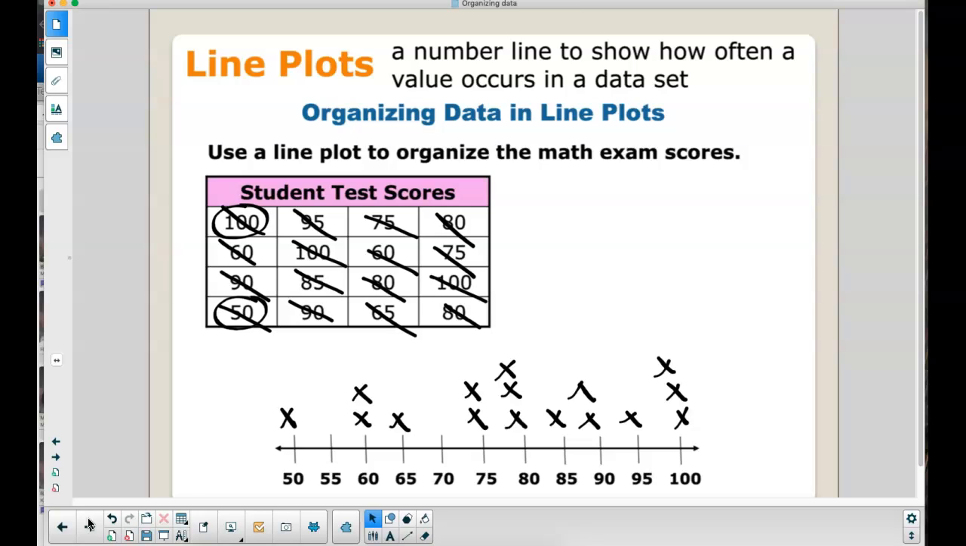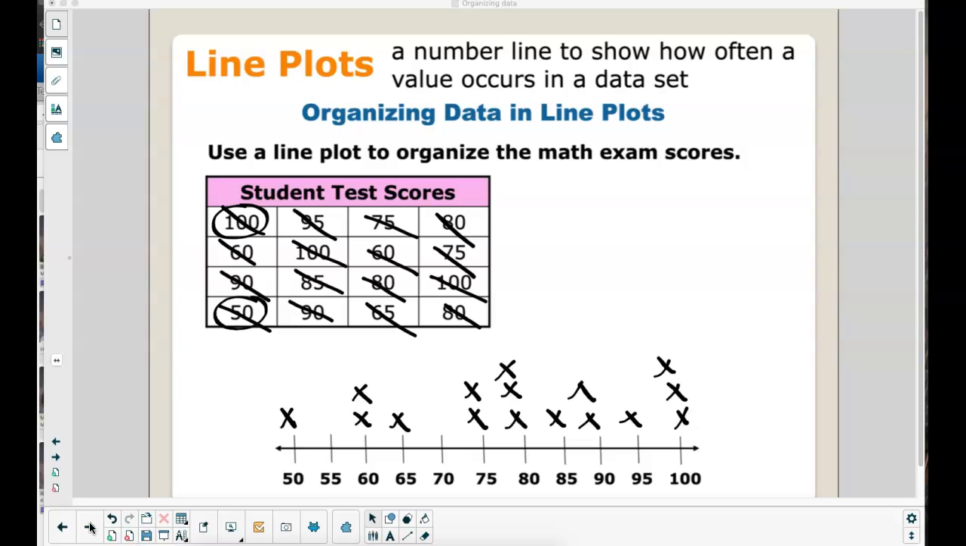I can also tell, do you think people did pretty well on this test? I think so. Overall, the majority of people got 75 or better. And yes, there was a couple low scores. But most people passed. Only one person failed. Okay, so we can tell the trend of the data and how people did. Can you tell what score was gotten the most? Are you looking at that? What score did people get the most? 80 and 100. They both were gotten 3 times. Okay. Questions on that line plot?